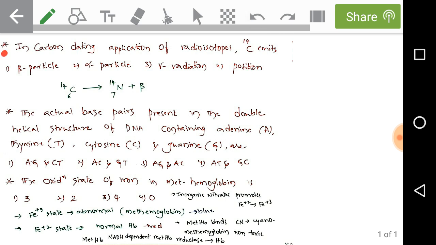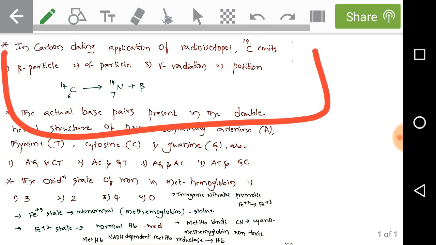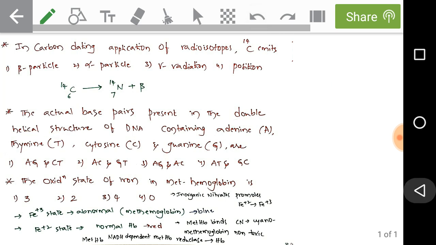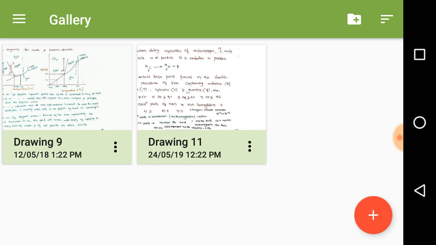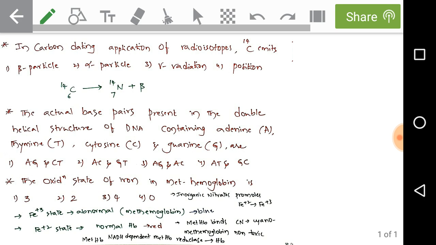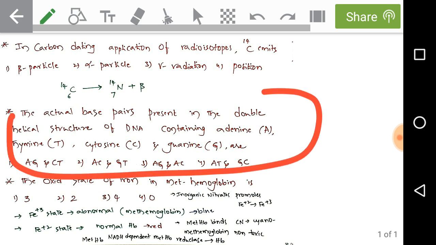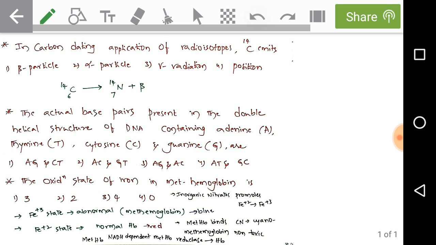Next one, in carbon dating, the radioisotope C14 emits a beta particle. Next one, the actual base pairs present in the double helical structure of DNA, containing adenine, thymine, cytosine, guanine, or simply ATGC. So you can see the actual base pairs are AT and GC. That is, the fourth option is the correct one.